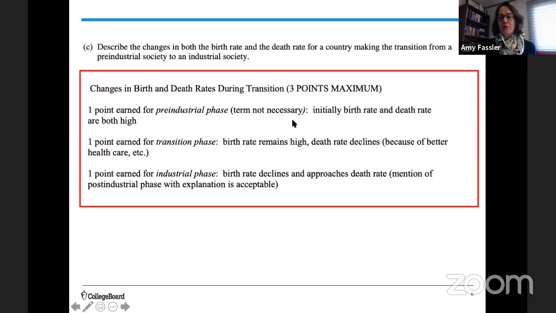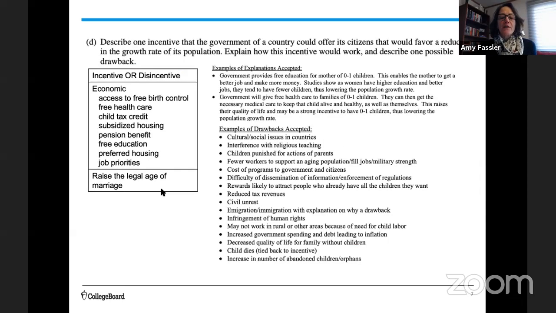So initially, birth rates and death rates are both high. In the transition period, birth rates remain high, but death rates start to decline. And in the industrial, or they would have accepted post-industrial phase, both birth and death rates are low. They tend to cancel each other out and both be low. The last 3 points of the question had to do with an incentive that a government could implement to reduce population growth rates.